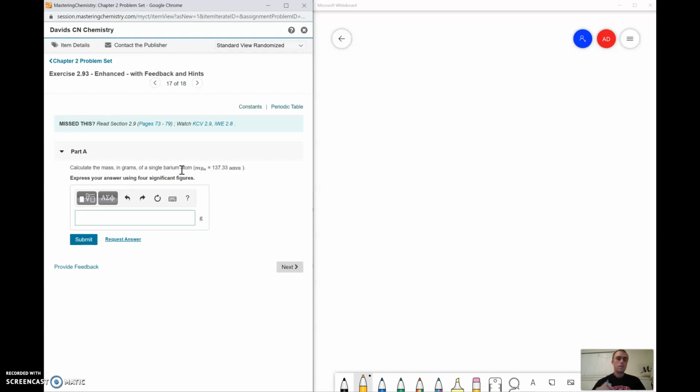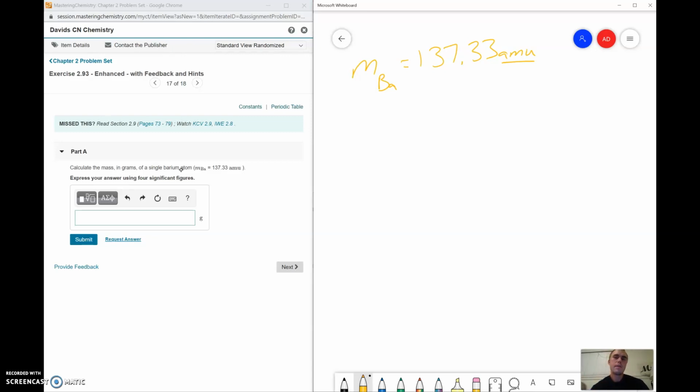So, what we need to do, we've got the mass of barium is going to be equal to 137.33 AMUs, or atomic mass units. What this is telling me is the mass of a single barium atom in atomic mass units. The question is asking for the mass of a single barium atom in grams. So we need to change this atomic mass units into grams somehow, and we're going to do a unit conversion to make this happen. Okay?